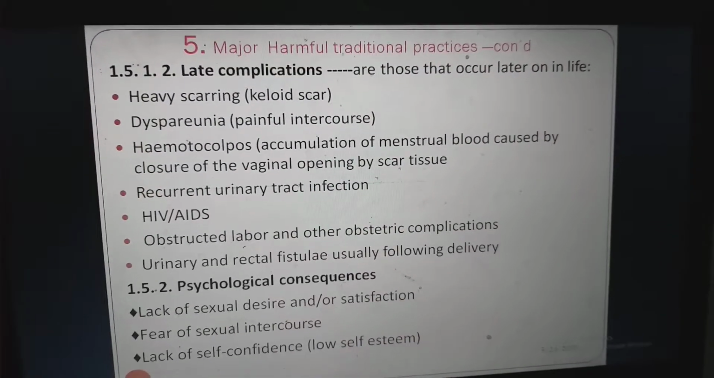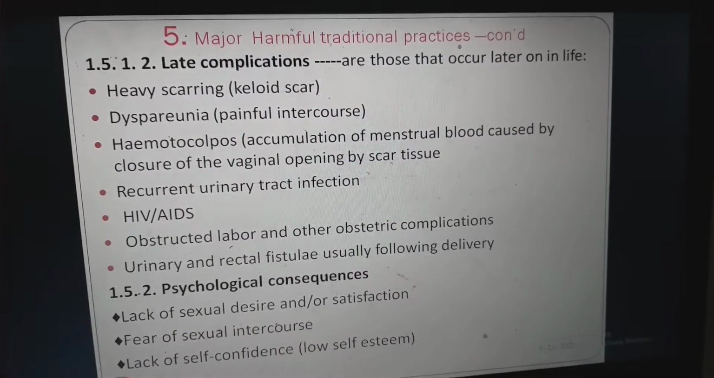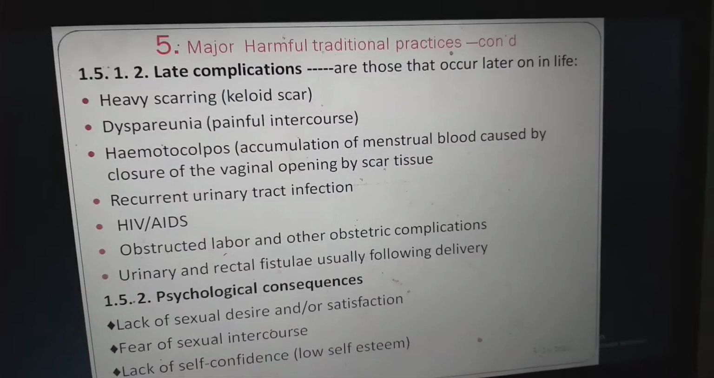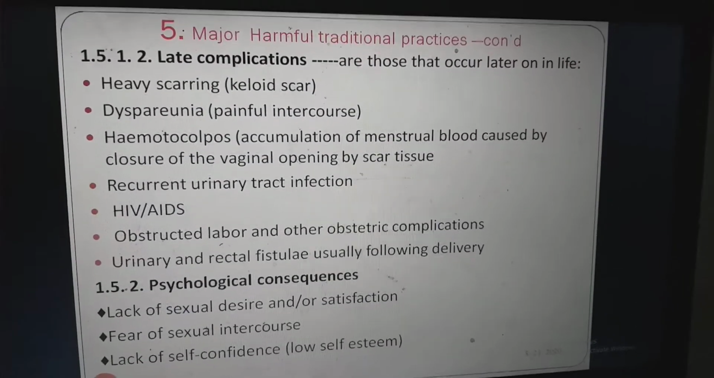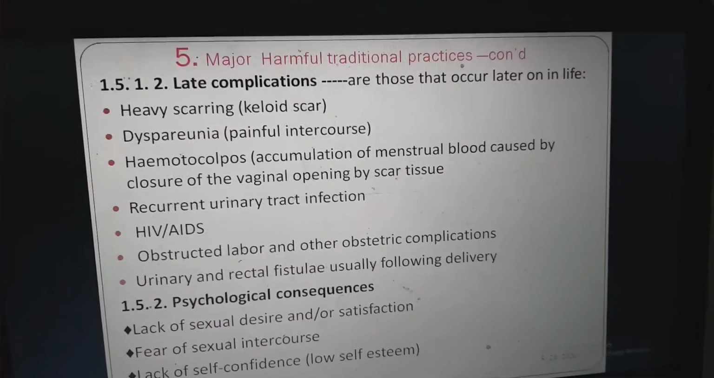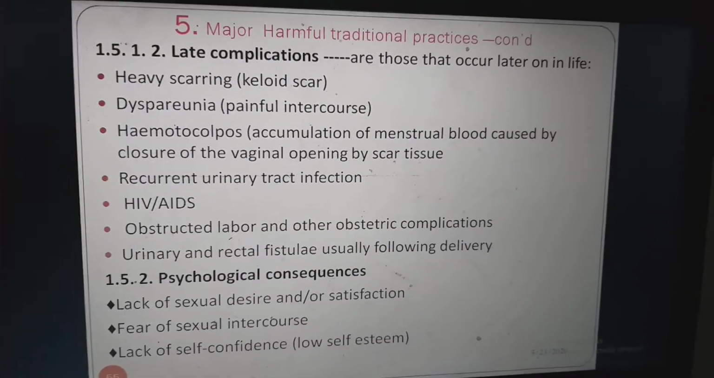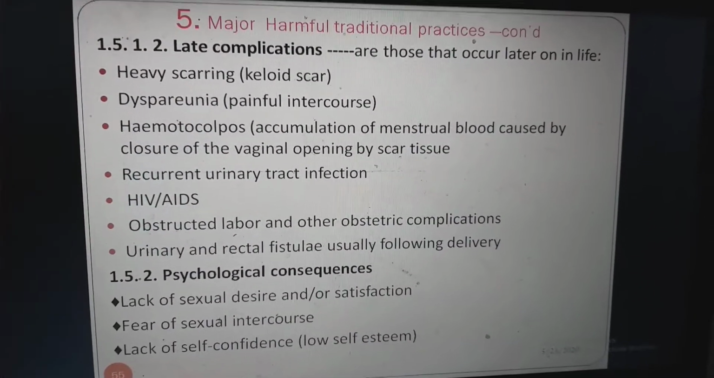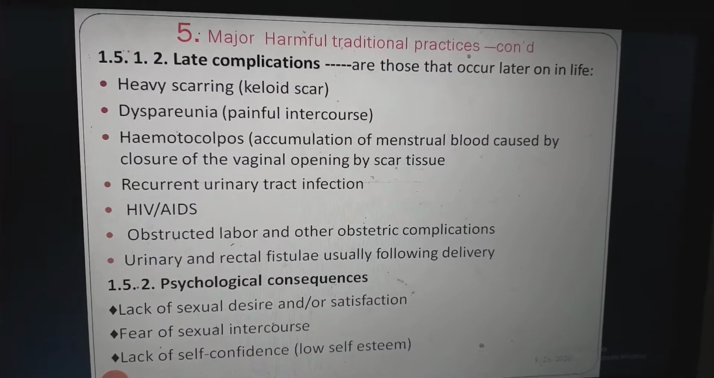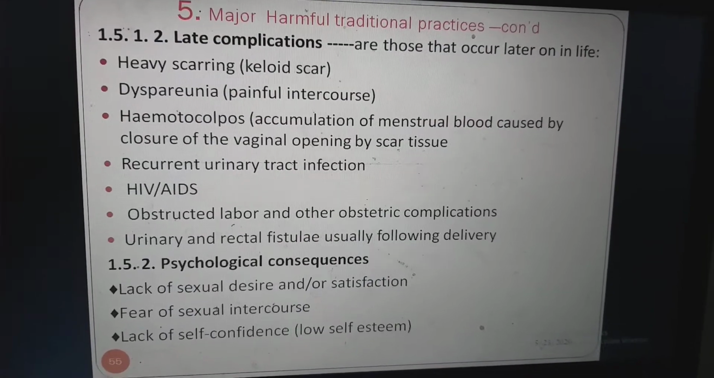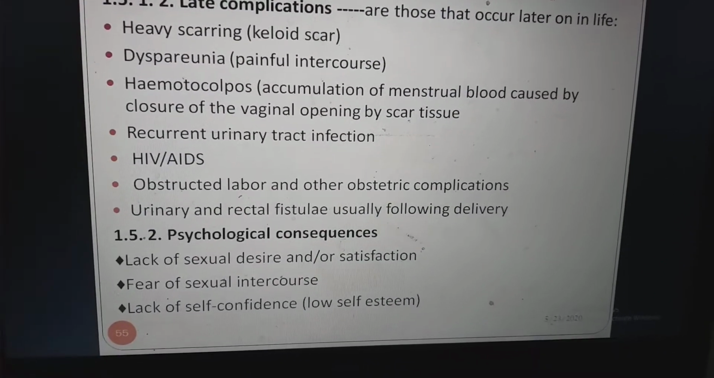When we say this, it is because maybe they use one blade to do the procedure for two, three or four girls, so if one is infected, it can easily be transmitted from one to the other. That's why we say a late complication can be HIV. The other is obstructed labor and other obstetric complications, urinary and rectal fistula, usually following delivery.